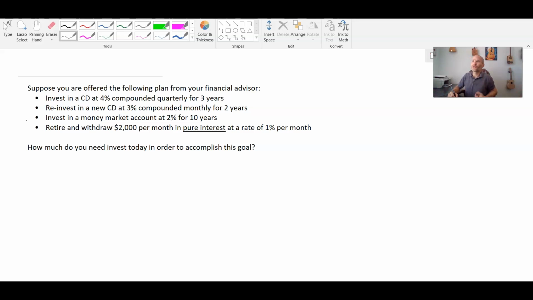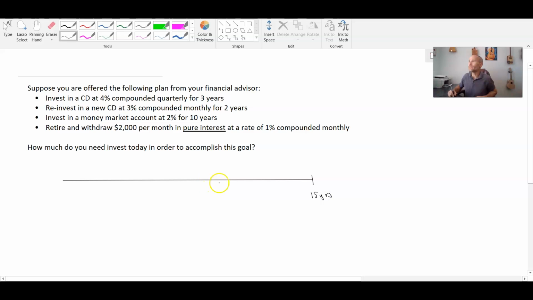And then after that, you're ready to retire, and your goal is to be able to withdraw $2,000 per month in pure interest. That way, your bank account balance never decays at a rate of 1% per month, or I should say, compounded monthly. So we have our timeline, and we'll draw our time diagram. And so we'll put over here that this is going to be at, let's see, 3 years plus 2 years plus 10 years, that's 15 years. So after 15 years, you need to be able to withdraw $2,000 a month in pure interest.